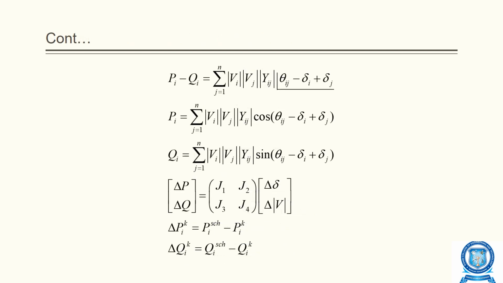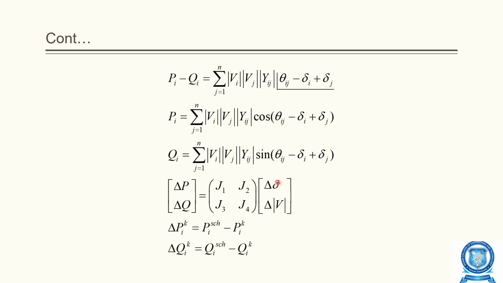Here the equations have been noted. Pi minus jQi is equal to the summation over j equal to 1 to n of Vi Vj Yij, with the angle theta ij minus delta i plus delta j. Similarly, Pi is equal to the summation over j equal to 1 to n of the same value, but with the cosine of that angle, and that is the real power. The reactive power is the sine of this angle.